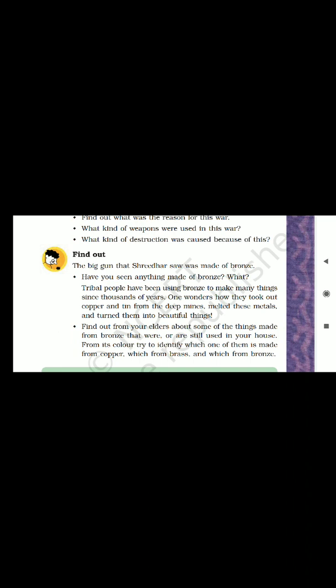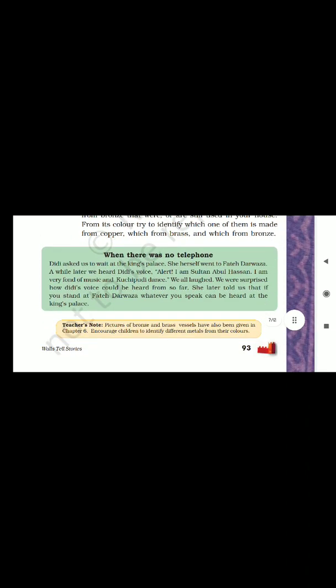From its color, try to identify which one of them is made from copper, which one from brass, and which one from bronze. So you have to identify according to the material used for making the thing.